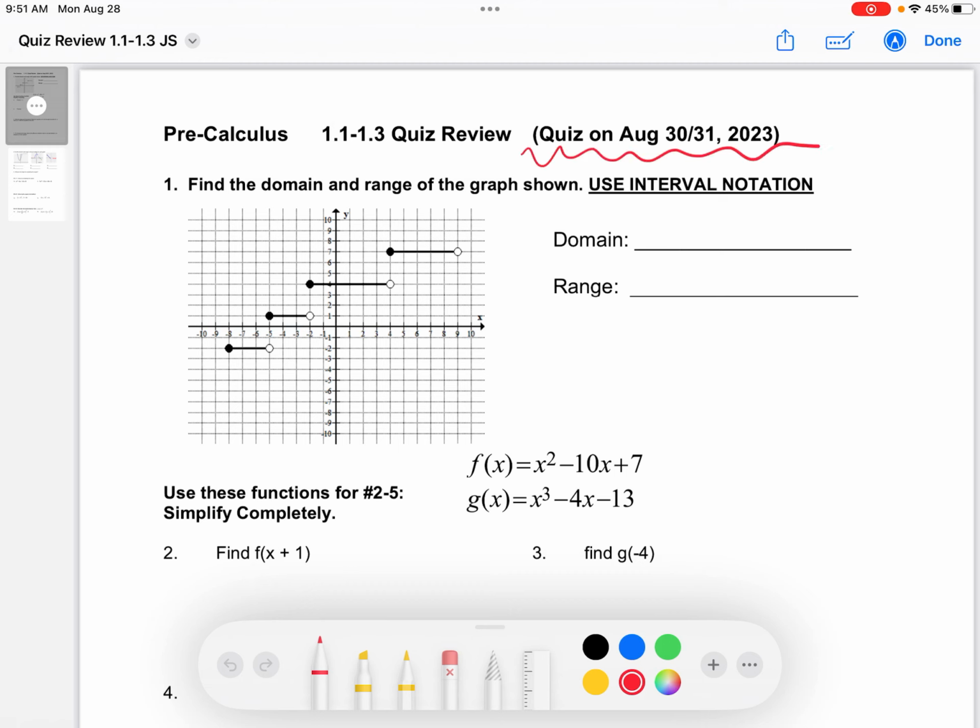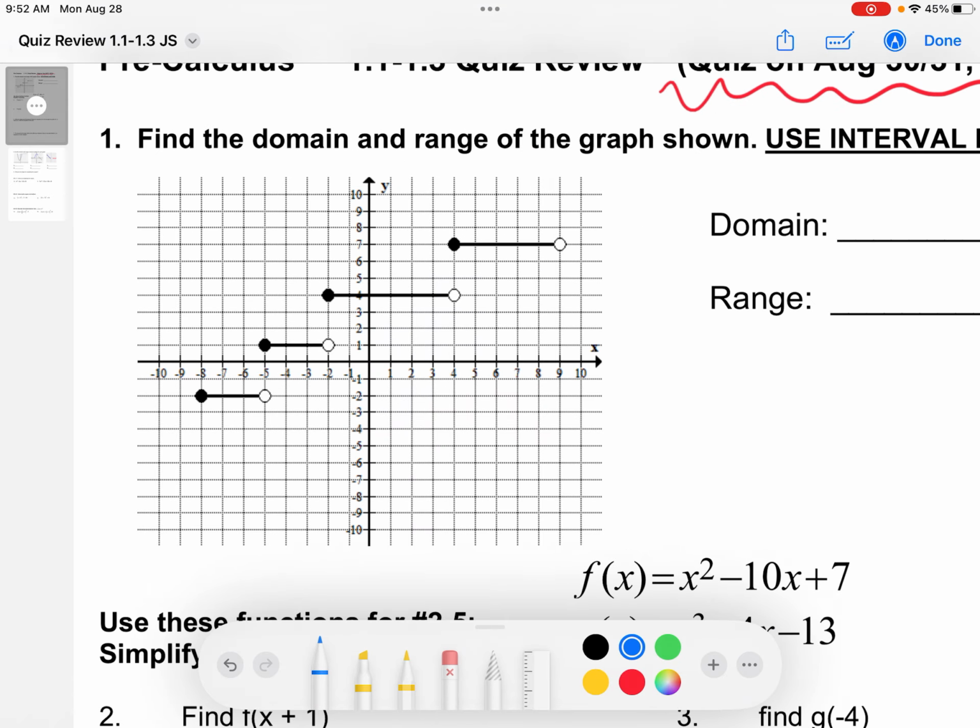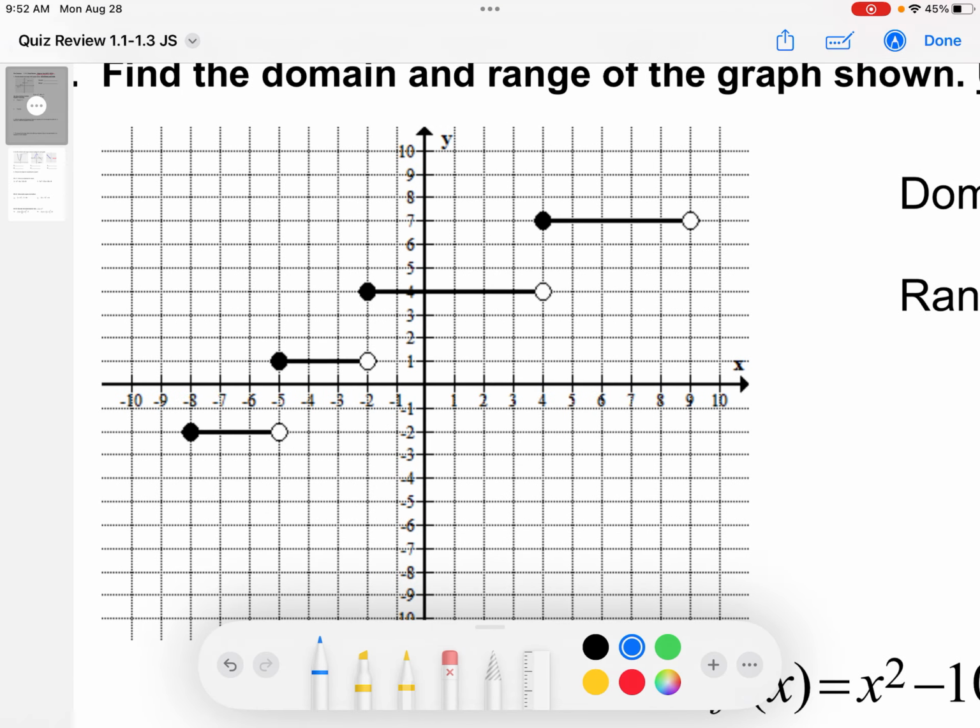You see quiz dates here. So let's get to number 1. This is a step function. It's made up of the horizontal pieces that do not intersect. We are finding the domain and range.